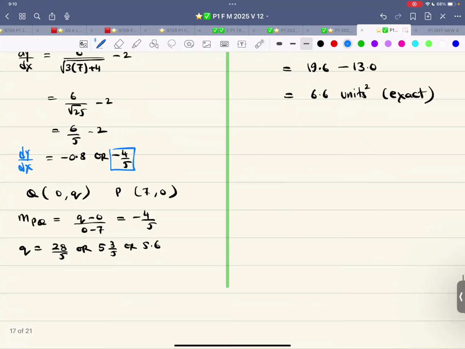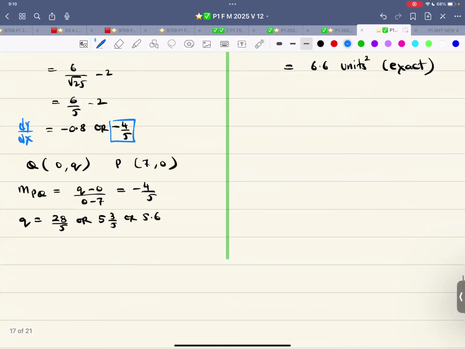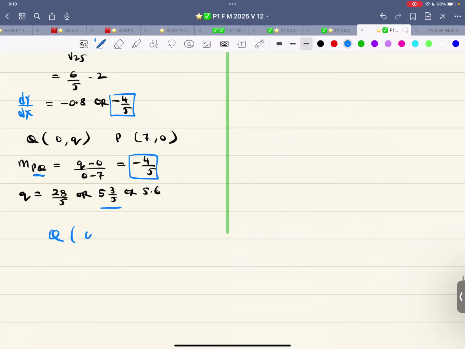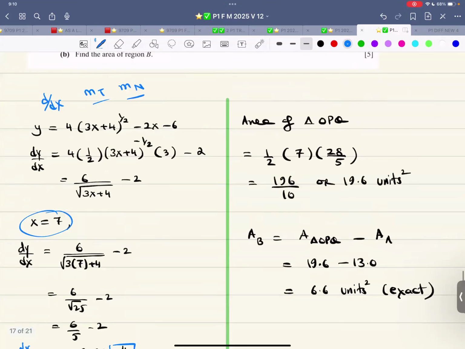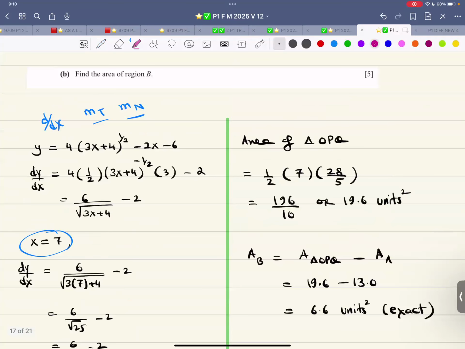Q is there, P is there. So therefore, I use the gradient concept. This should equal negative 4 over 5. Q comes out to be this. Therefore, the coordinates of Q are 0, 5.6. The coordinates of P are 7, 0. You have these two. So the area of a triangle is half into base into height. That is the base and that is the height.